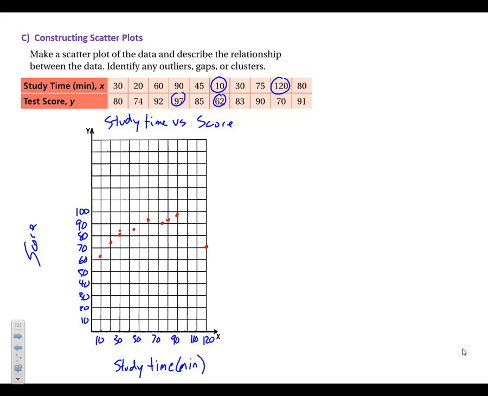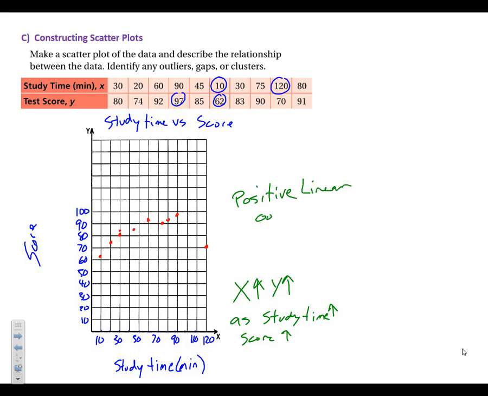It says, describe the relationship. And overall, the correlation seems to be that as X increases, in other words, as our amount of study time increases, what is happening to Y? And as you can see, the trend looks like the Y value is going up. So as study time increases, our score increases. The relationship would be a positive linear correlation.